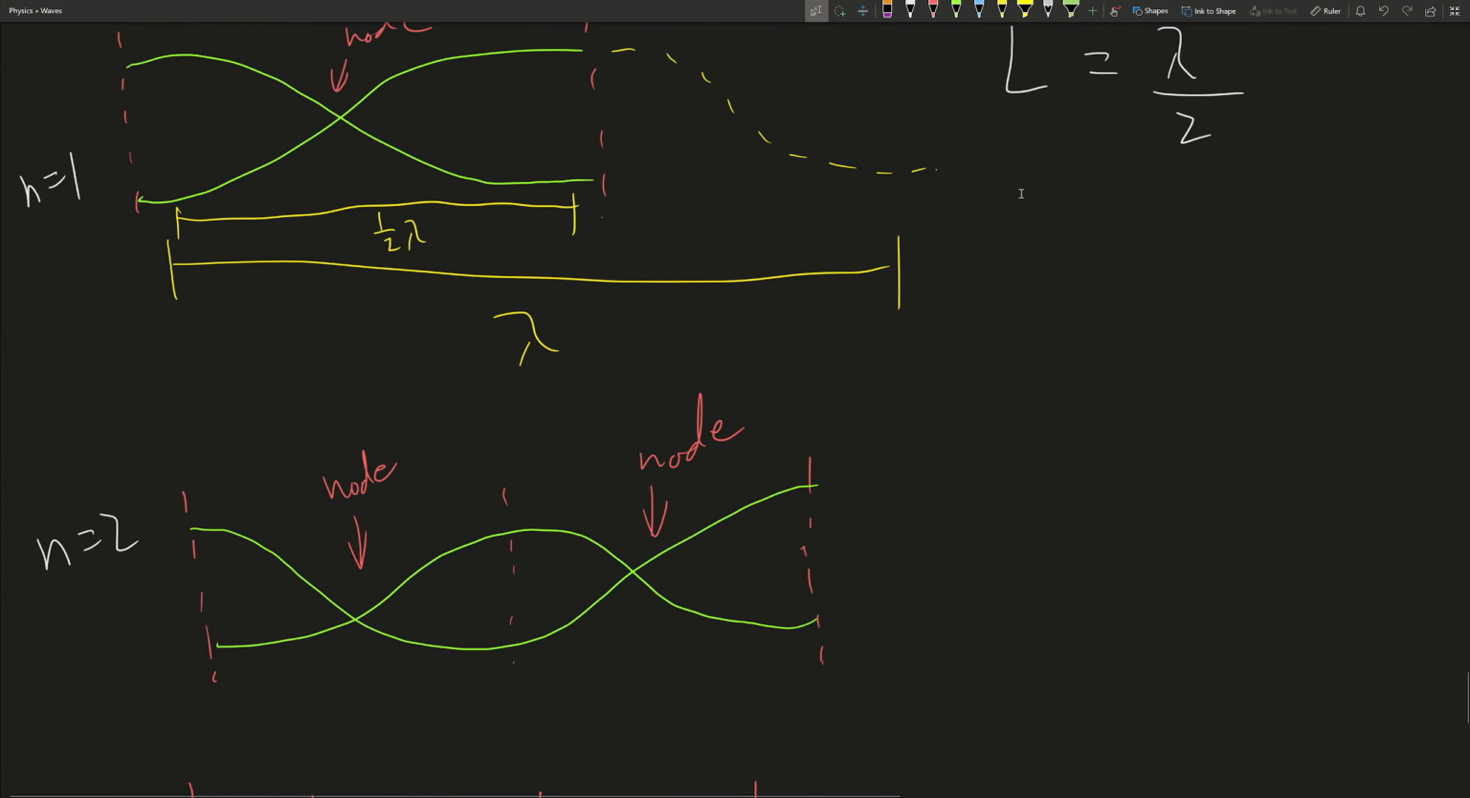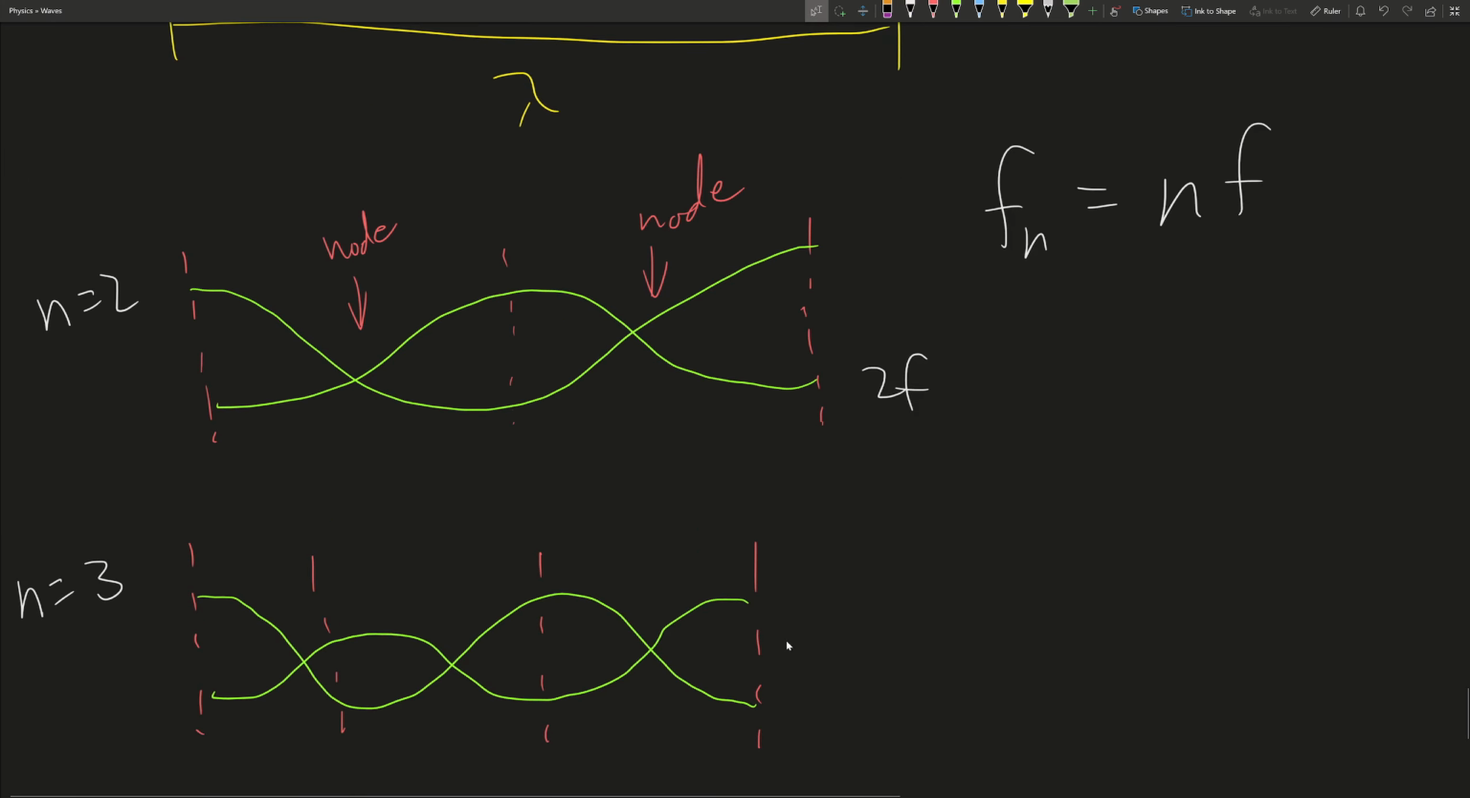And so again, like I said, the same equations apply. So the frequency of the nth harmonic is going to be equal to n times this fundamental frequency. And so if this has frequency f, this would have frequency 2f, and this would have frequency 3f. And then the wavelength of the nth harmonic is equal to this original wavelength divided by n.